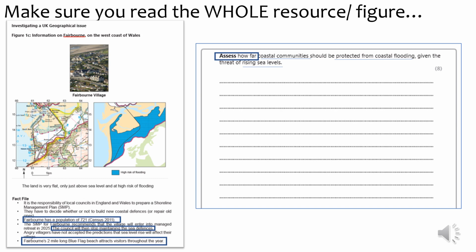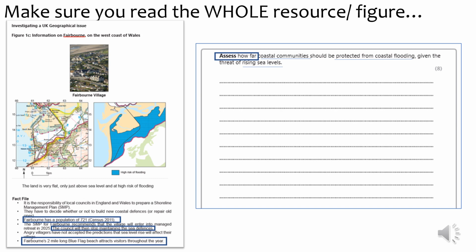So for me, the fact that shows me it should be protected is that in Fairbourne's 2-mile-long Blue Flag Beach, it attracts visitors throughout the year. I'm going to say this is a reason for protecting the coastline, because those tourists will bring lots of money into the area. That will support the local economy and help to improve the economy further and services, etc.